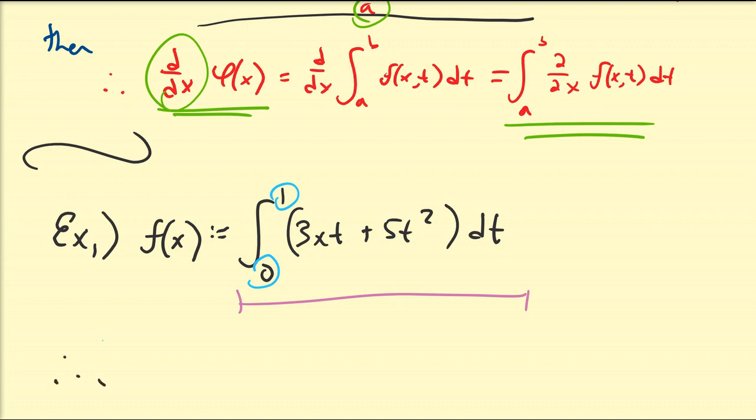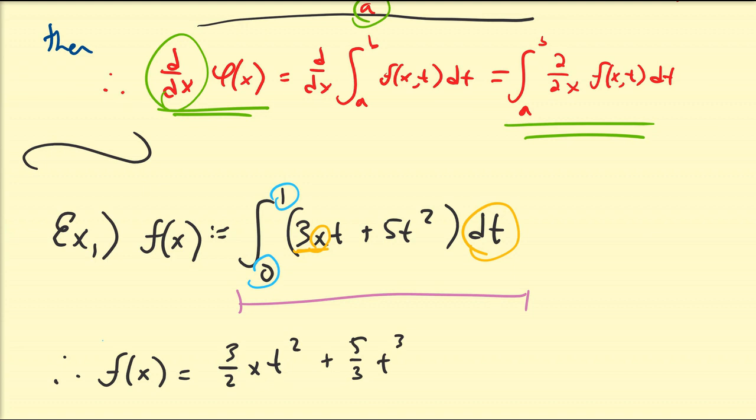So if this is true, then that means f of x is going to be equal to, so if we're integrating with respect to t, x is going to be treated as a constant. So 3x is the constant coefficient of t, and 5 is the constant coefficient of t squared. So when we integrate with respect to t, this is going to give us 3 halves x t squared plus 5 thirds t cubed. And then we need to evaluate this as t goes to 1 and as t goes to 0.